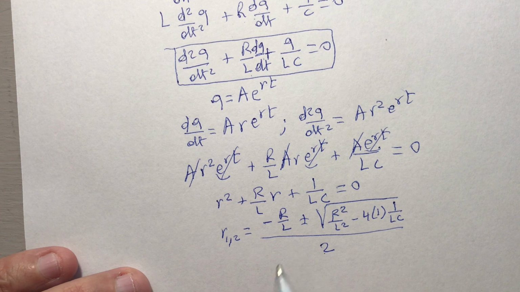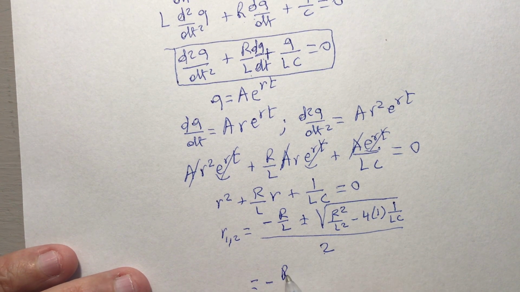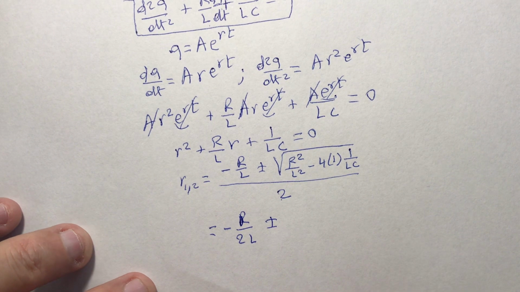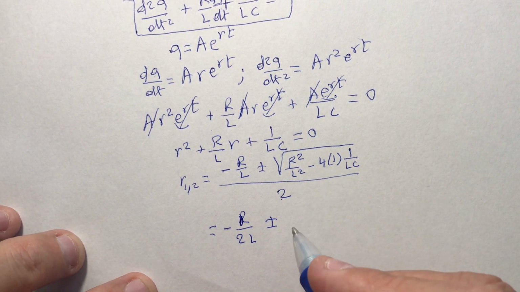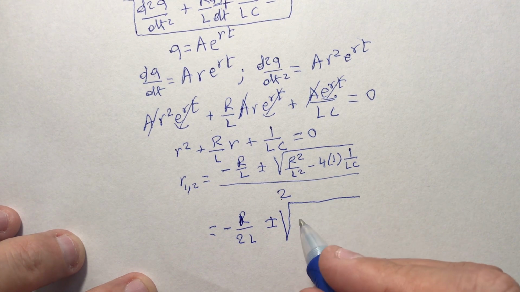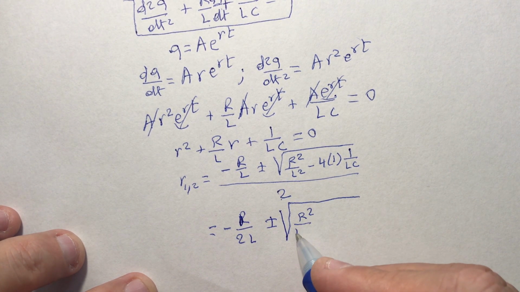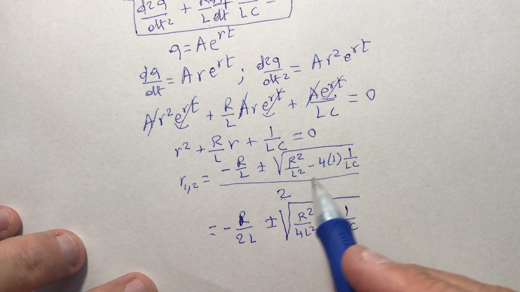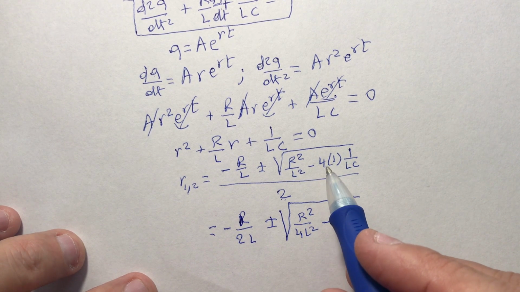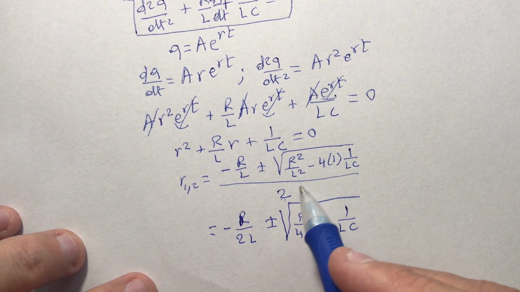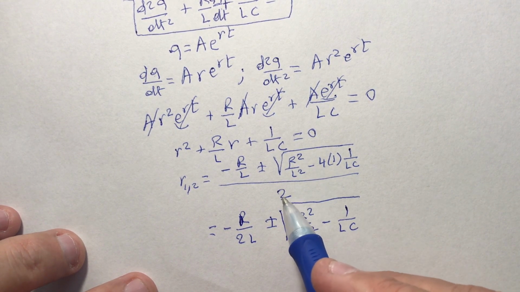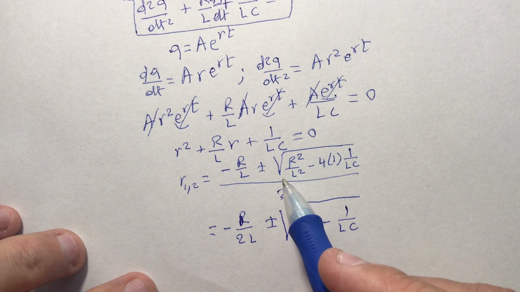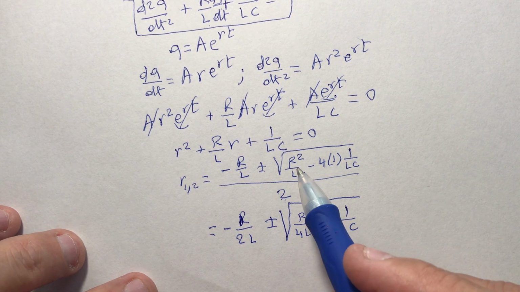This 2 is going to go up here, so I put here minus R over 2L plus or minus, this 2 is going to go up there, so I get square root of R squared over 4L squared minus 1 over LC. These 2 went up there, became 4. These 4 cancel that 4 after it got inside the radical, because it's 2 now. And these 2 here went up there, went inside the radical, became 4, so it stayed there. There is nothing to cancel with.